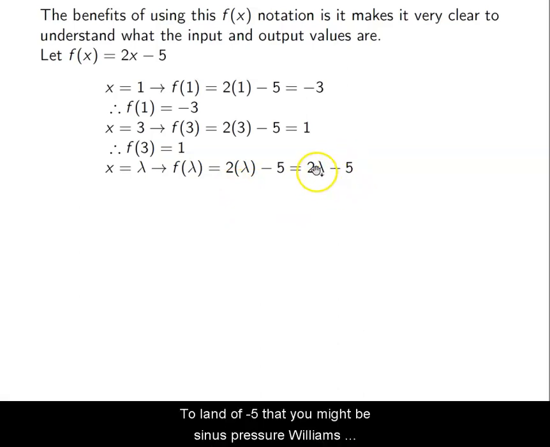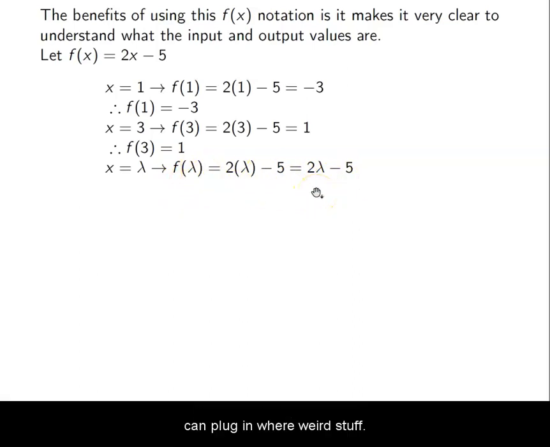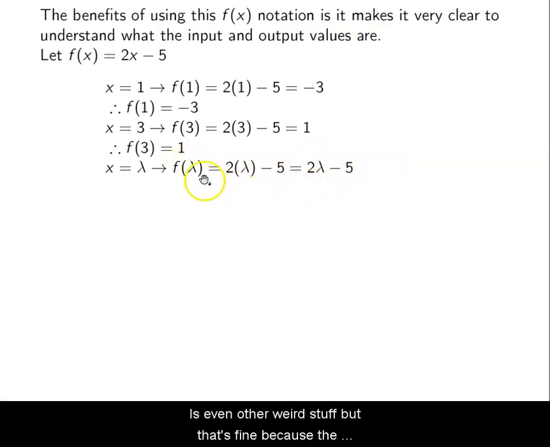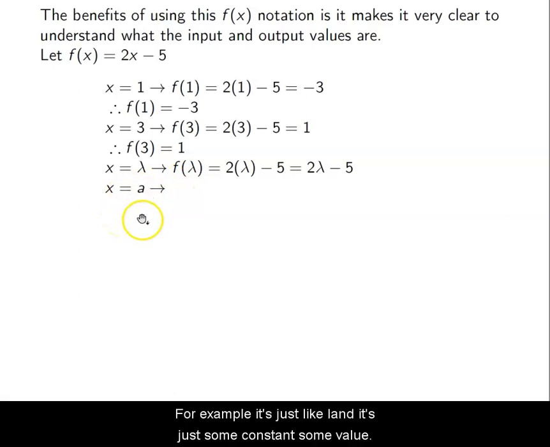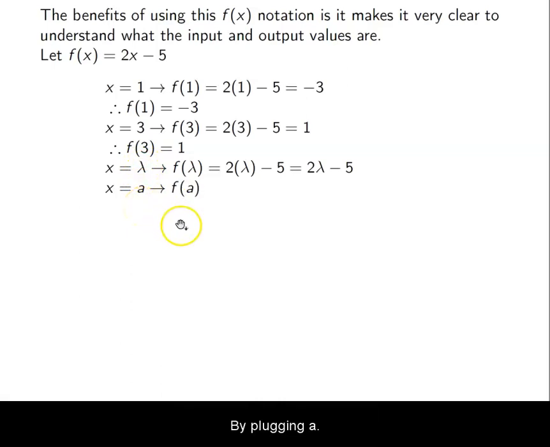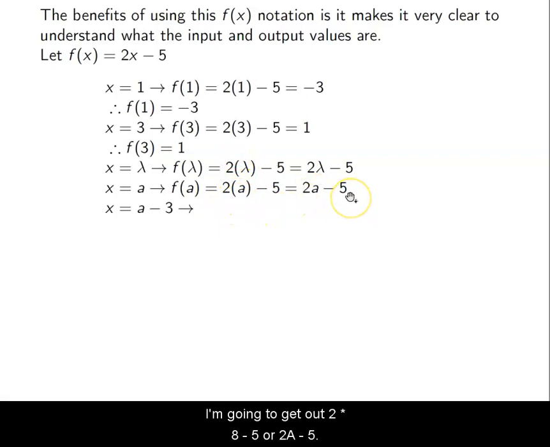Now you might be saying, Professor Williams, what the hell is lambda? It doesn't matter. It really doesn't. That's what's going into my function. And this is what I get out when I plug it into my function. Okay? Again, that's the benefit of having this function notation. I can plug in weird stuff, and what I get out is even other weird stuff, but that's fine because the function notation tells me what's coming in and what's going out, right? If I plug in something a little bit more understandable, a, for example, it's just like lambda, it's just some constant, some value, right? If I plug in a, I'm going to get out 2 times a minus 5, or 2a minus 5.